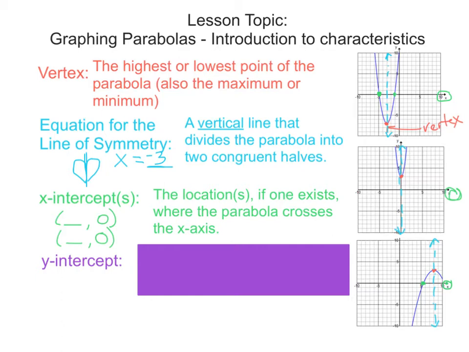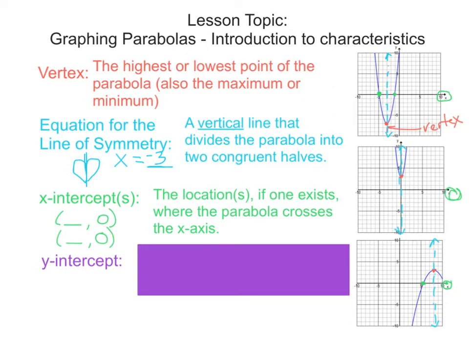So this is not an example where there's only one. This still has two. If you think about where it would be when we only have one location where the parabola crosses the x-axis, it would be if the vertex was sitting right on the x-axis. Then there would only be one x-intercept.